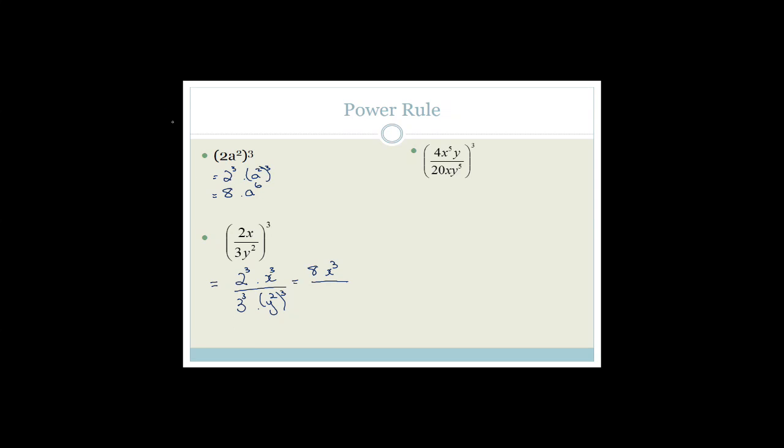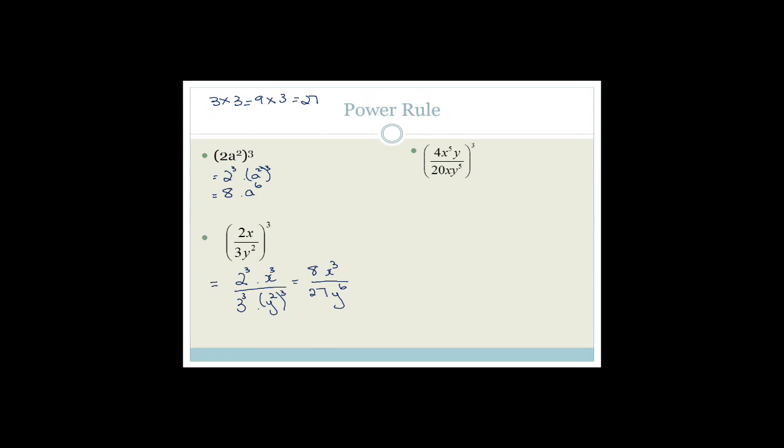Well, 3 cubed, let's think about this. 3 times 3 is 9, times 3 is 27. So you could put that in the calculator, or you could get to know that 3 cubed is 27. And what do we do across the brackets? We multiply, so it becomes y to the 6.